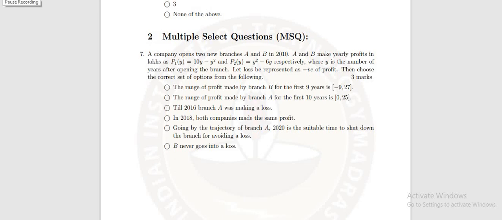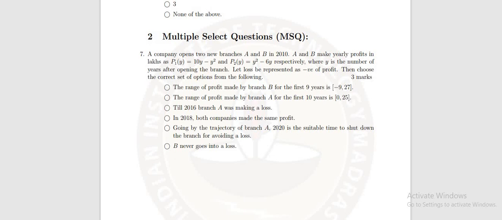Today we are going to discuss question number 7 of the graded assignment sheet of week 5. Now the question says that a company opens two new branches A and B in 2010. A and B make yearly profit in lakhs as P1(y) = 10y − y² and P2(y) = y² − 6y respectively, where y is the number of years after opening the branch. Let the loss be represented as negative of profit. Then choose the correct set of options from the following.